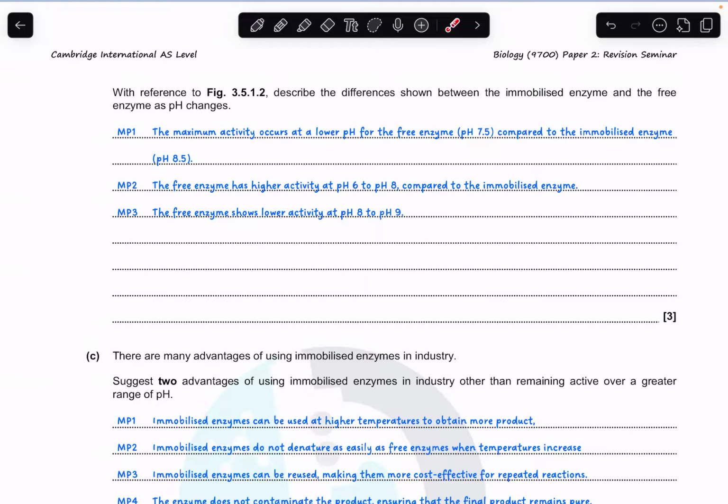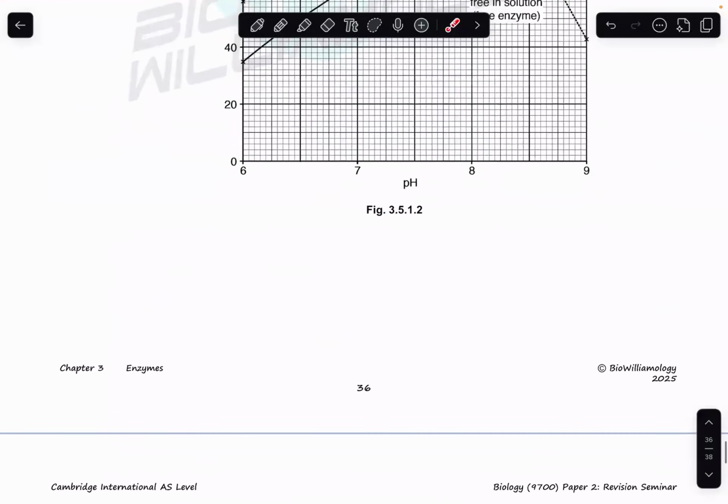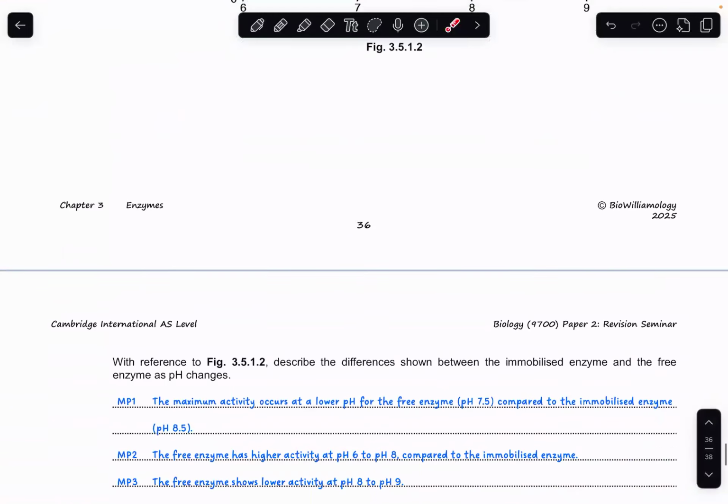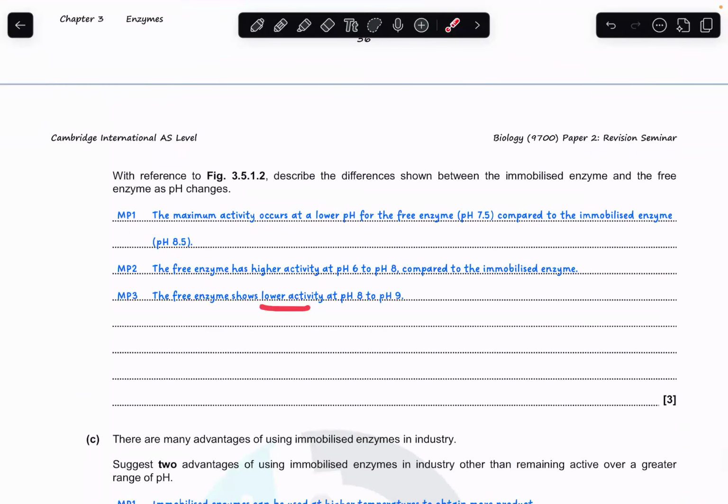Okay, so the free enzyme has higher activity at pH 6 to pH 8. You can see that, so at this pH 8, free enzyme will have higher activity. However, above pH 8, the free enzyme shows lower activity, at pH 8 to pH 9. Can you see that? We do not need to mention the reason.